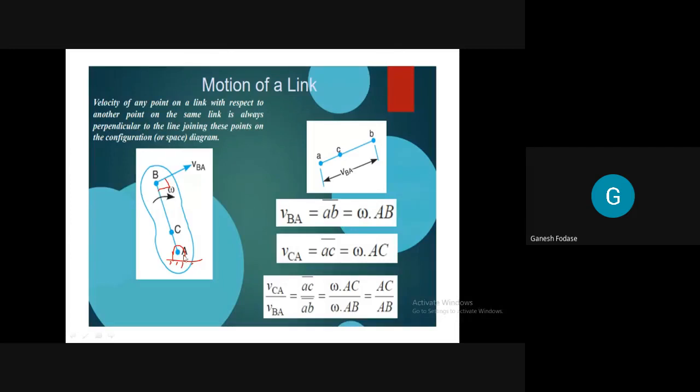So I'm talking here. A to B is there. The link is there. I want to find the velocity of B with respect to A. It must be perpendicular to the link. My question is why it must be perpendicular to the link? Basics.